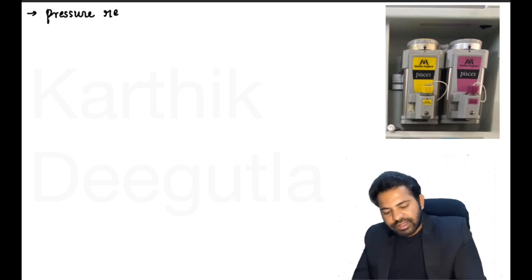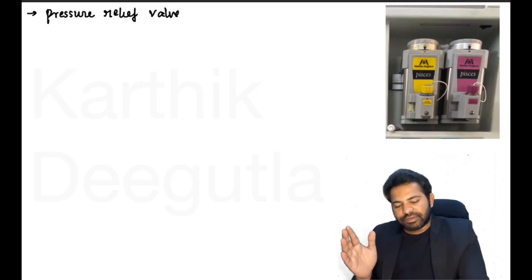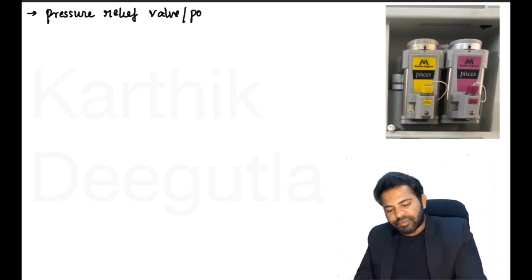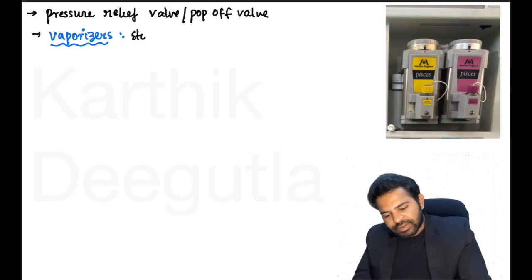Coming to the last topic, we also have the pressure relief valves in the low pressure system. Again, we have the pressure relief valve. Before the common gas outlet, we have seen that there is a pressure relief valve or the pop-off valve. Lastly, we have vaporizers. We will discuss the inhalational agents later in the pharmacology of anesthesia, but briefly about the vaporizers.